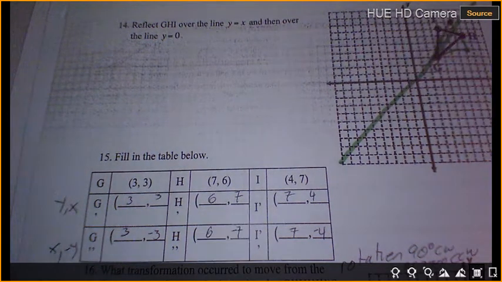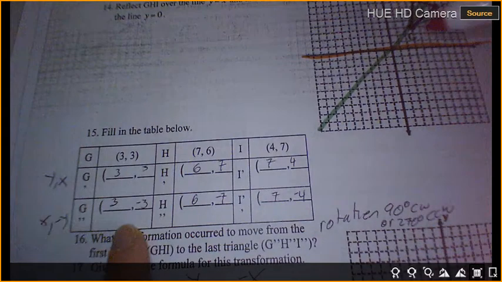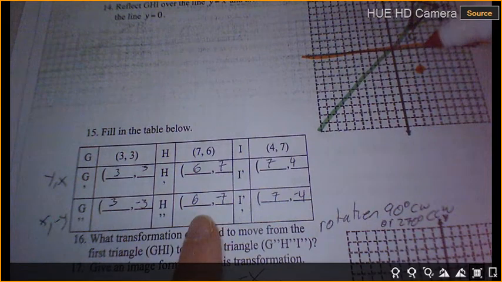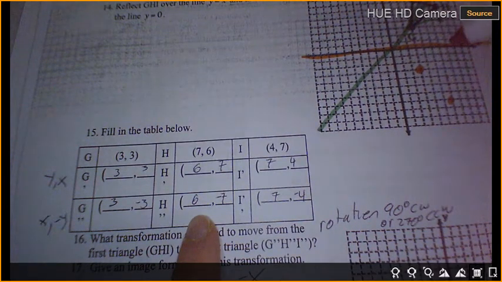And then I am going to reflect it over y equals 0, which is the x-axis. And so it should be 3, -3, 6, -7, and 7, -4.